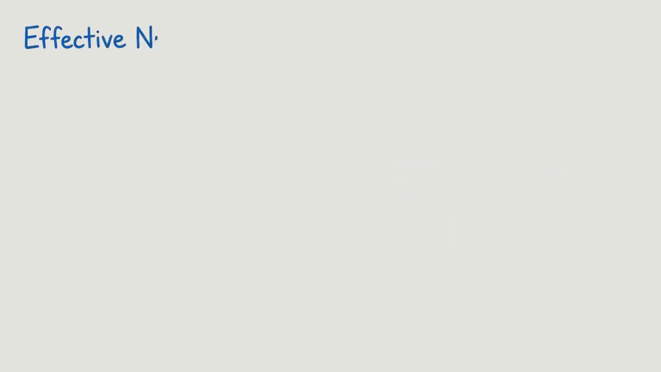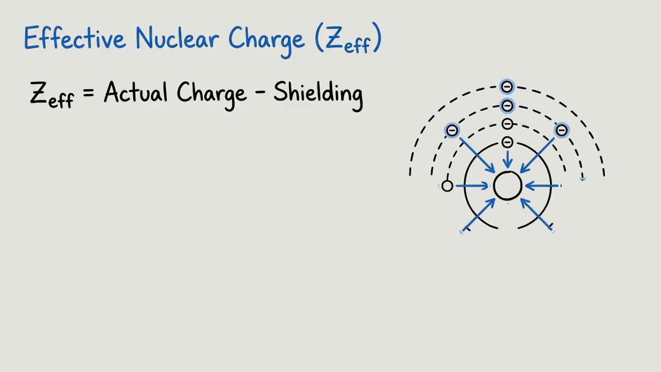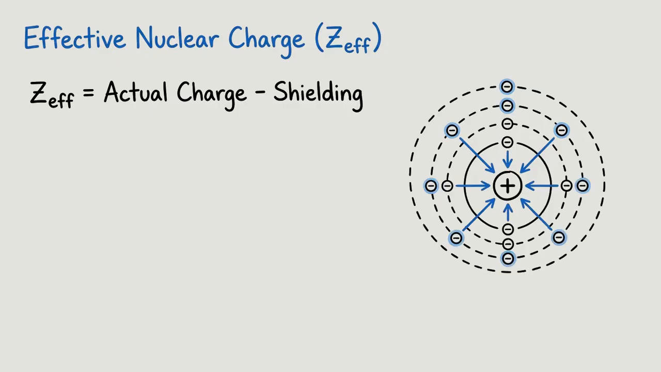To combine these effects, chemists use effective nuclear charge, written as Z effective. It's the actual nuclear charge minus shielding from other electrons. Higher effective nuclear charge means the valence electrons are pulled closer, making the atom smaller.